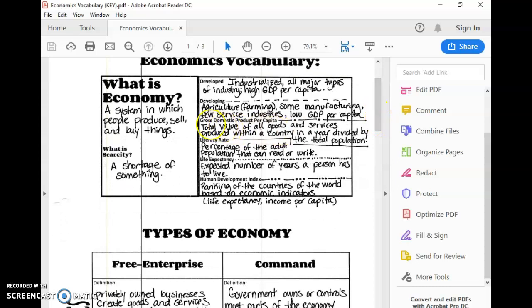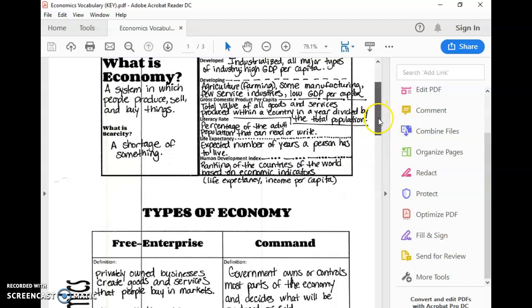Okay, now I'm here at gross domestic product per capita. This is the total value of all goods and services produced within a country in a year that's divided by the total population. That was the word on the slide. Per capita means per person in the population. Next is literacy rate. That is the percentage of the adult population that is able to read or write. Then you have life expectancy, the expected number of years a person has to live.